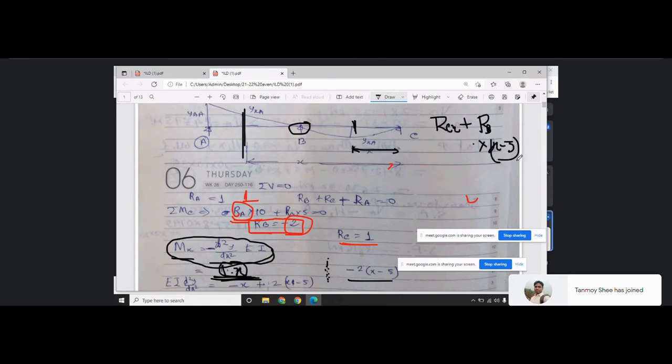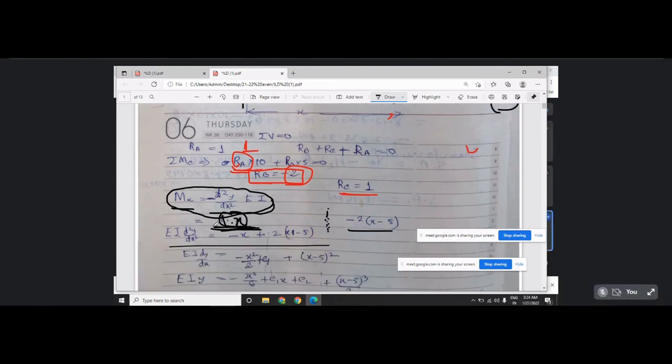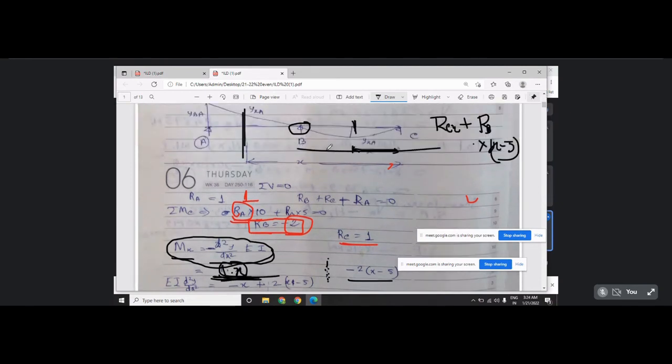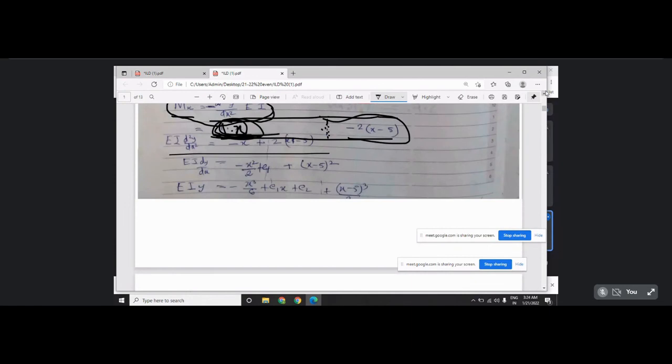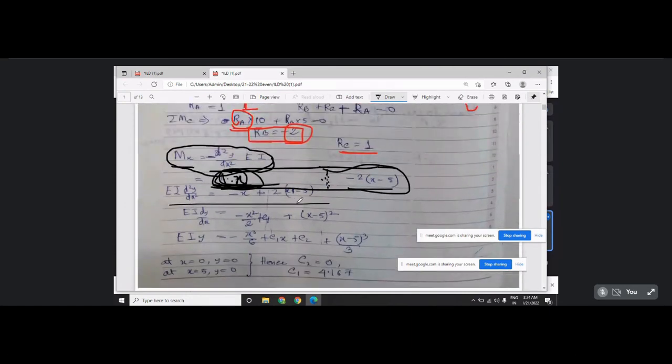Okay, now I understand. So if the span is situated in this BC region, it will be only 1 into x. But if it is situated in the AB region, in that case the total will be 1 into x minus 2 into x minus 5. RB value is -2. So you have to keep in mind the dotted. Why am I giving the dotted?